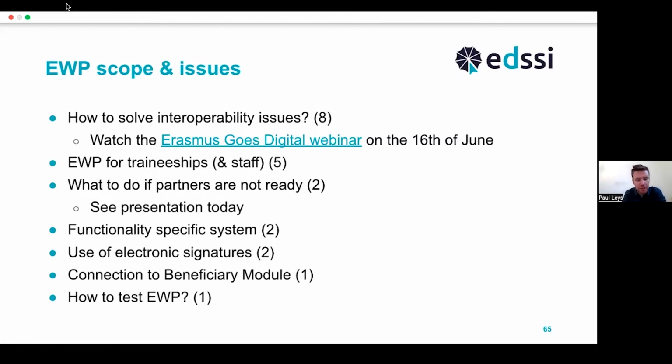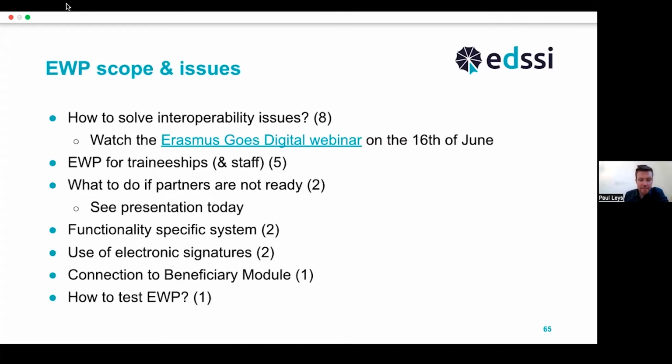There were some questions about functionality of specific systems like the dashboard. That's very difficult for us to answer here. But when you're using the dashboard, please make sure to go to cc.erasmus.paper.eu, which is the EDSSI knowledge base with a lot of articles and videos on how you should use and make the best out of the functionality in the EWP dashboards.